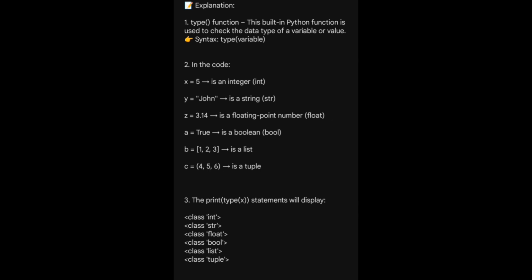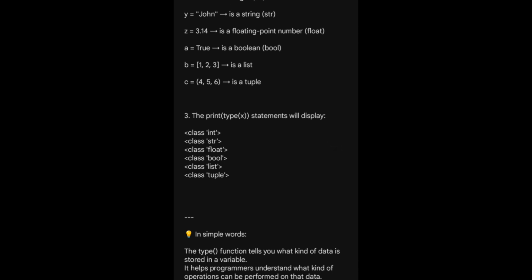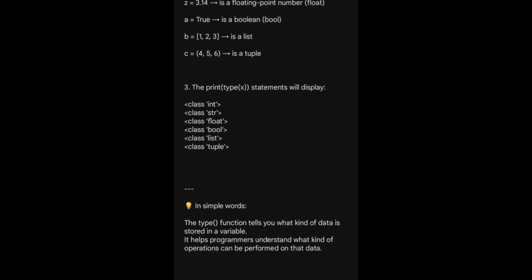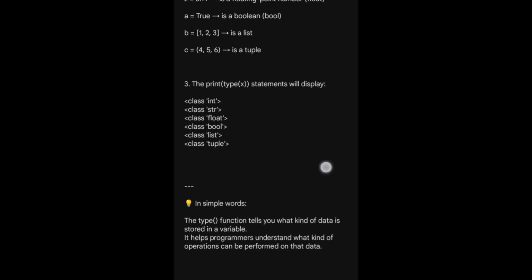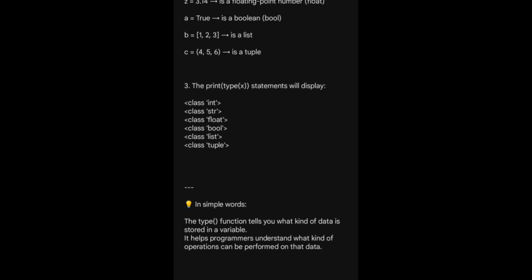The print(type(x)) statement will display class int, class str, class float, class bool, class list, class tuple. In simple words, the type() function tells you what kind of data is stored in a variable. It helps the programmer understand what kind of operation can be performed on that data.